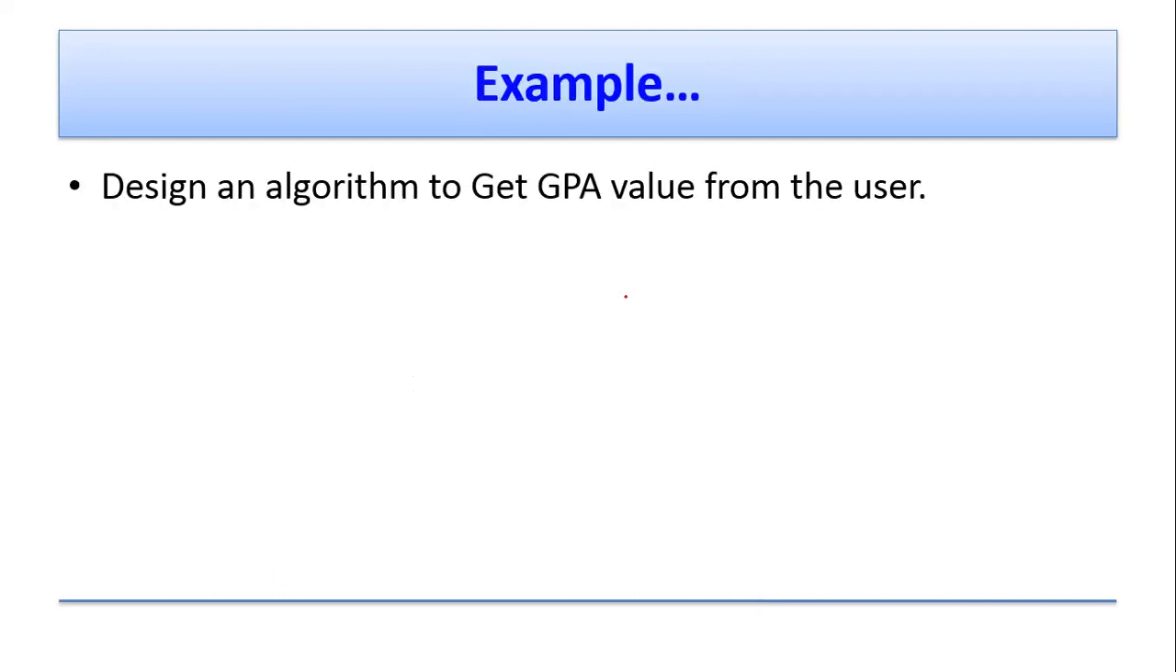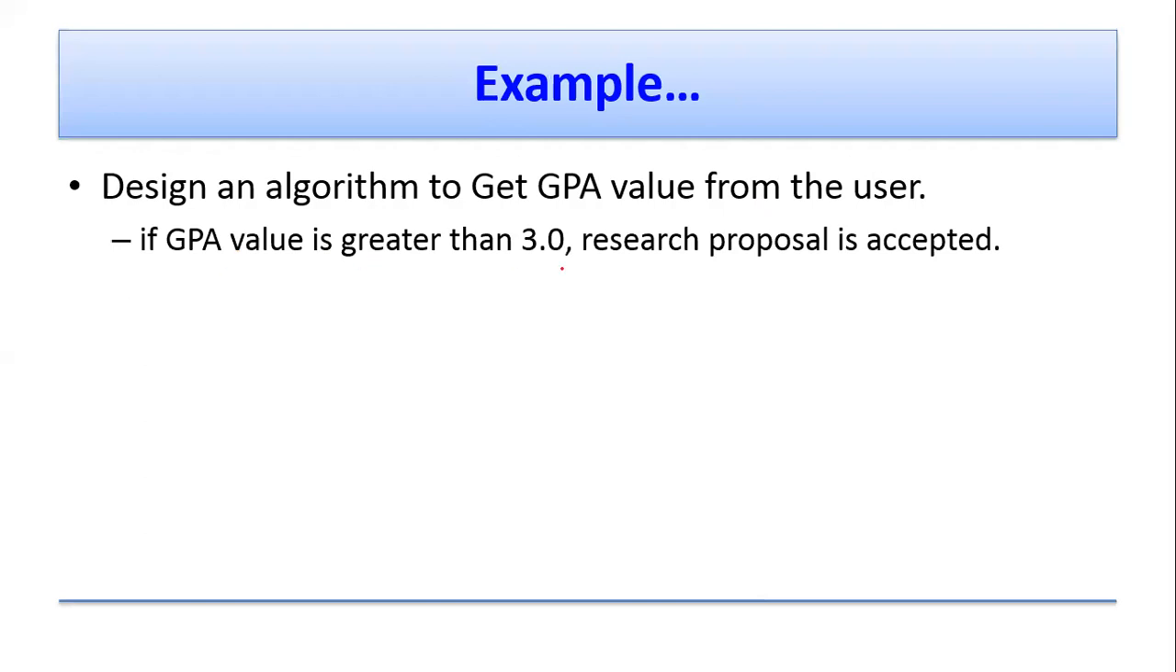Let's take an example. Here, design an algorithm to get a GPA value from the user. If the GPA value is greater than 3.0, the research proposal is accepted. Then what will happen if the GPA value is not greater than 3, or if it is less than 3? Is the research proposal accepted or not?